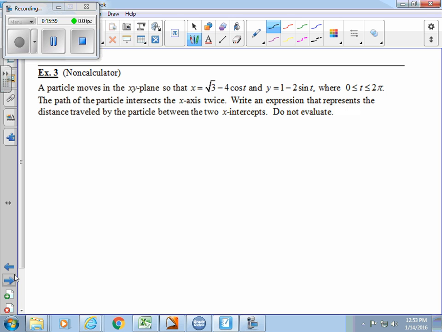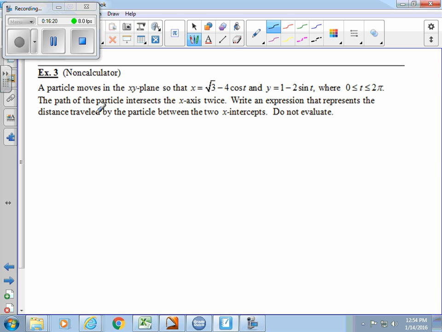Graph what? The velocity vector? No. I don't think so. No, just mental notes. Information. Who knows what AP will ask, right? They don't ask us to graph a lot of things, but they ask lots of questions.